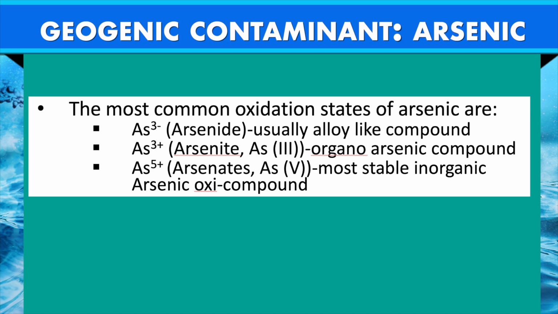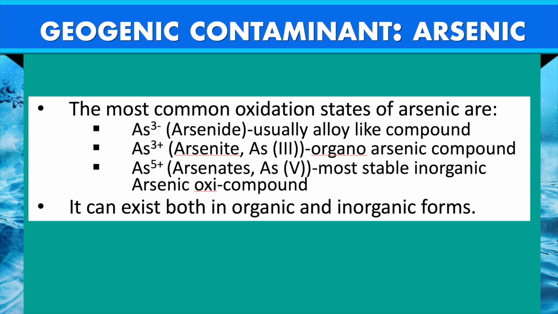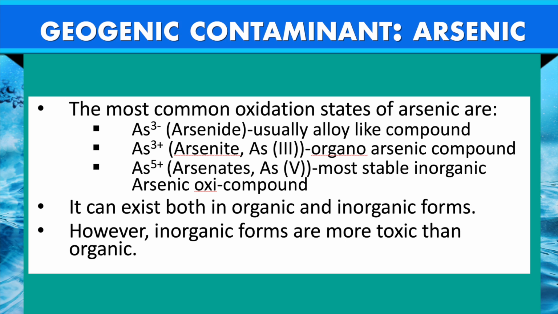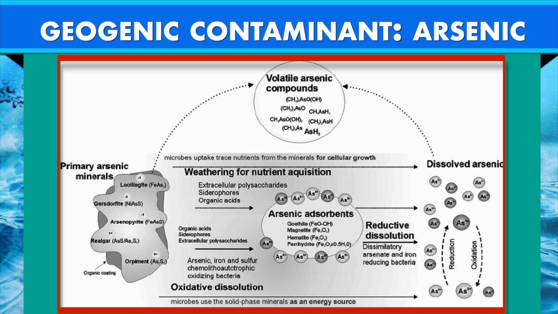The most common oxidation states of arsenic are arsenide and arsenate. Arsenic can exist in both organic and inorganic forms. However, inorganic forms are more toxic than the organic ones. Dissolution of minerals and ores and erosion from natural resources introduce arsenic into soil and groundwater. Among various natural pools, the greatest concentration of arsenic occurs in groundwater due to extended water-rock interaction. It happens as the aquifer environment is conducive to accumulation and mobilization of arsenic.